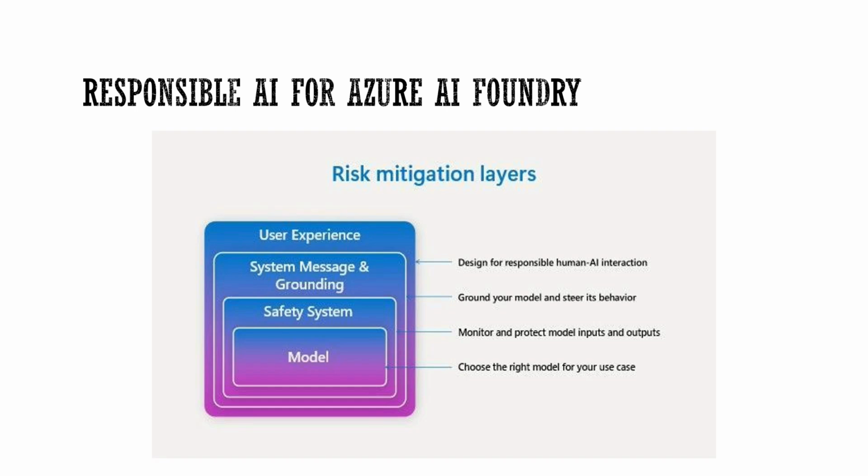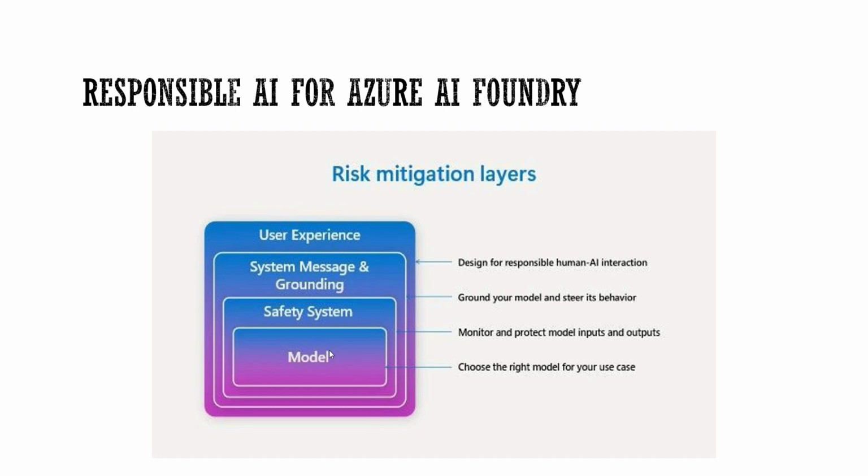So the thing we need to see, right? When we are creating the responsible AI, you have to come from the model, safety system, system message and grounding, and user experience. When it comes to the model, we have to choose the right model for our use case. In AI Foundry, we have a model catalog. When you go into the model catalog, you will see the list of models available there. I think almost 1,800 models are available right now, from Microsoft and other vendors like NVIDIA, Meta, and Hugging Face. All those models are available in the model catalog.